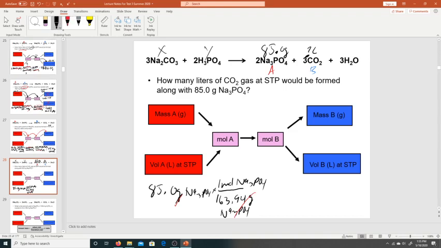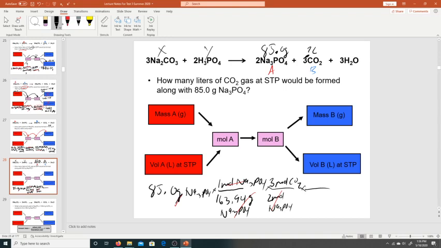The mole ratio will be B over A. So CO2 is 3: 3 moles of CO2 over 2 moles of Na3PO4. So we'll cross those off. As long as the units cancel, you're most likely doing the problem correctly.